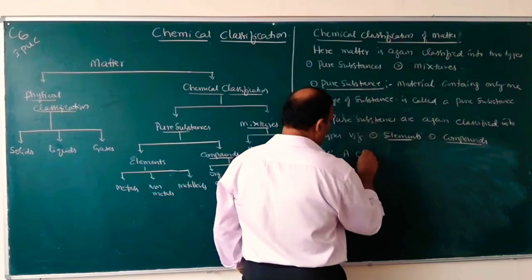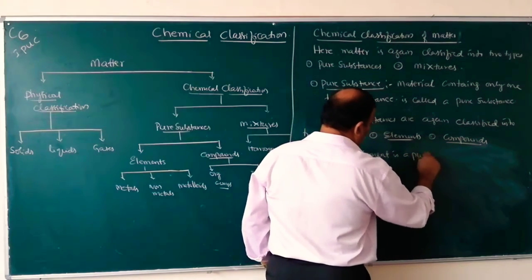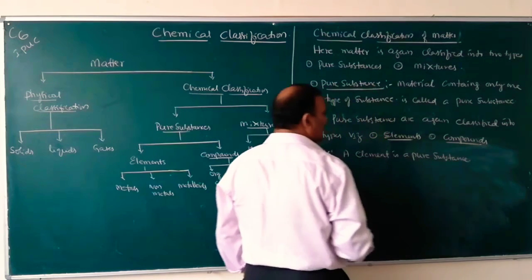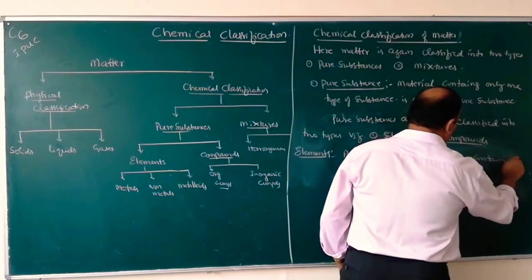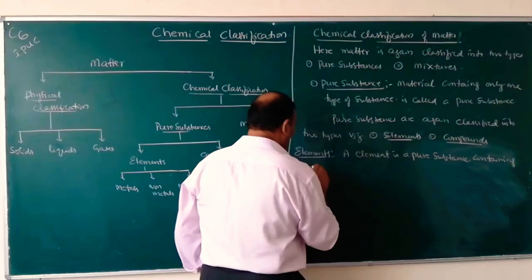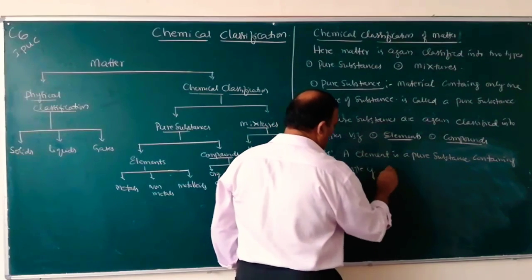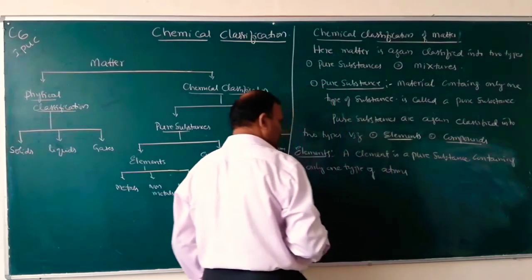Write down. An element is a pure substance containing only one type of atoms. Only one type of atoms.